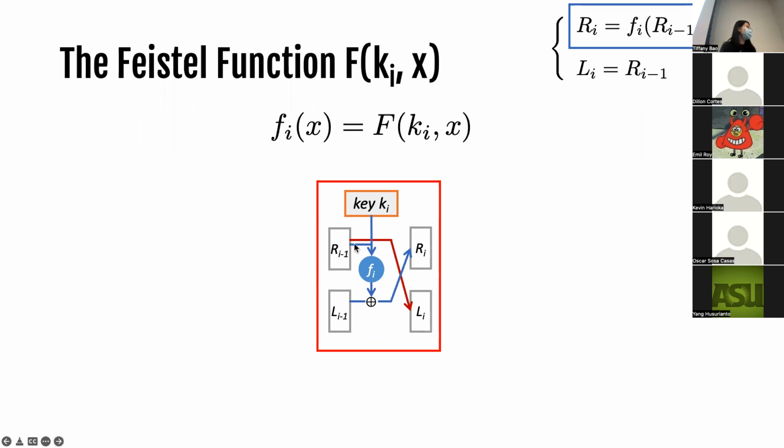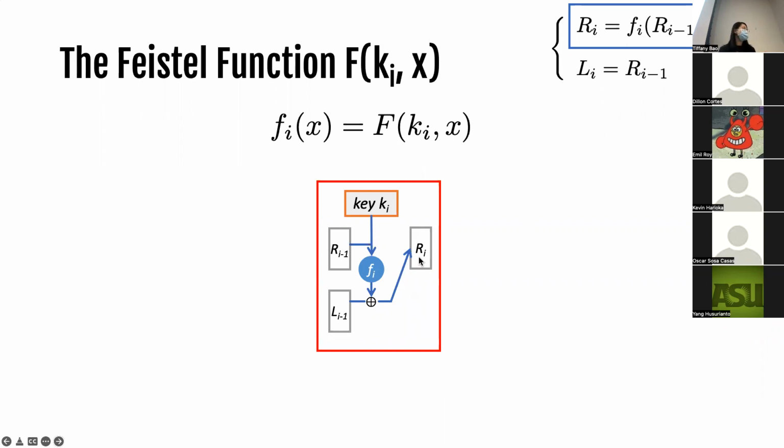And you remember you have Li is equal to Ri minus 1. I use these red lines, so you see that this goes directly to Li. And then if you look at the blue lines, you have this part, which is Ri minus 1, and then it goes through this one-way function. Actually, this one-way function takes two arguments. One is Ri minus 1, and the other is the key. And then you put them together, you have the output of your one-way function, and then you XOR it with Li minus 1, and you get Ri.